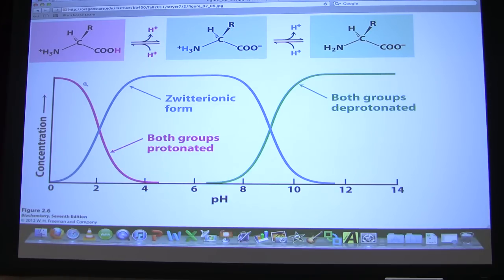So two possibilities for each one. A charge of +1 or 0 for the amine, a charge of 0 or -1 for the carboxyl. The amine has its own pKa. The carboxyl has its own pKa. Let's examine what happens during the loss of protons with this amine. Let's say we start over here with all of the protons on. What would it take for me to put all the protons on?